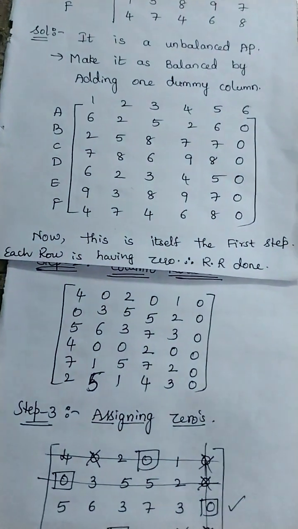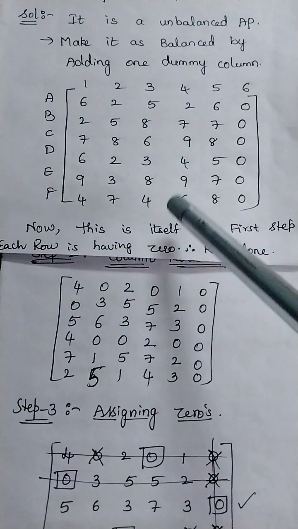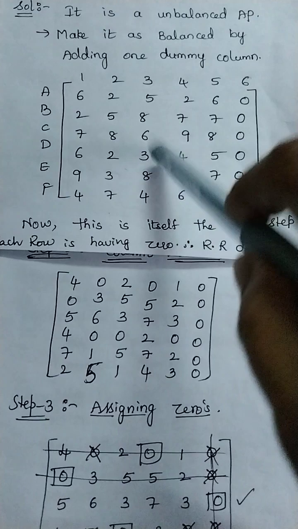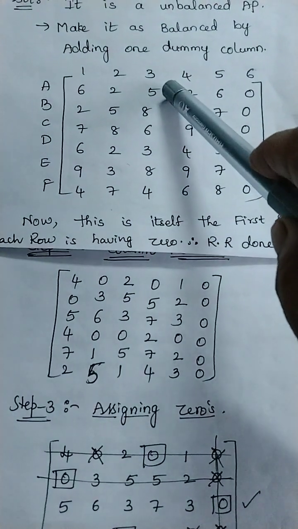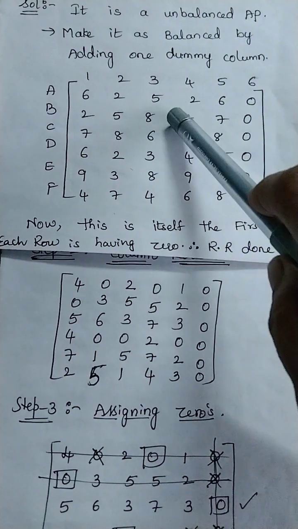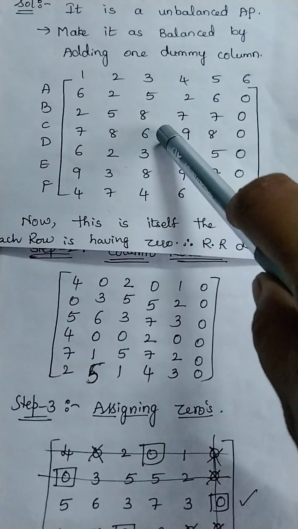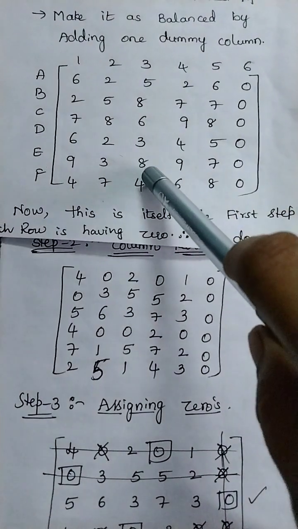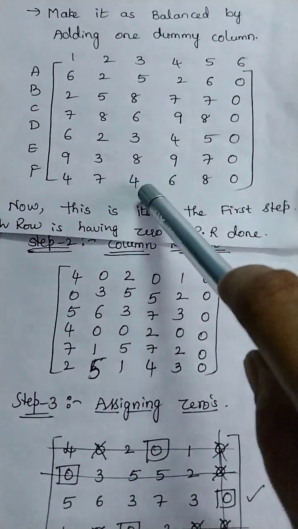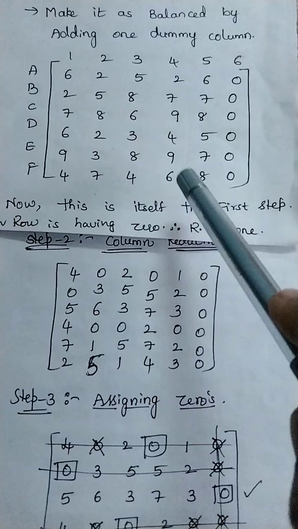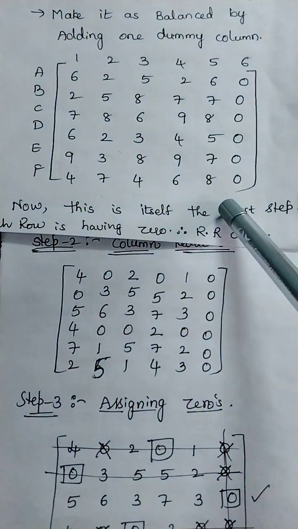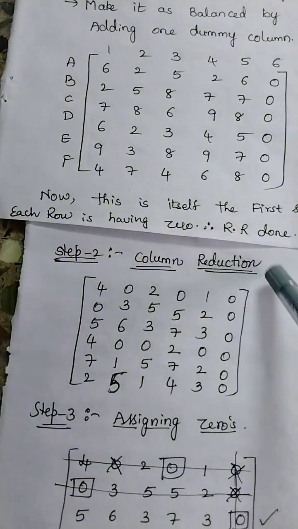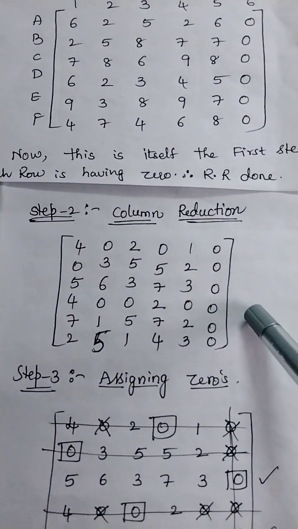Now we are moving on to the third column. In the third column, what is the least value? 3. So 5 minus 3, 2. 8 minus 3, 5. 6 minus 3, 3. 3 minus 3, 0. 8 minus 3, 5. And 4 minus 3, 1. Likewise, you are doing the fourth column and fifth column. The sixth column will be as it is for you. We have done our column reduction.